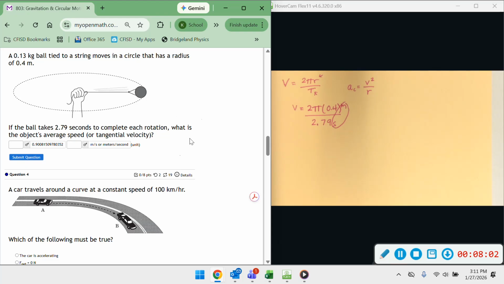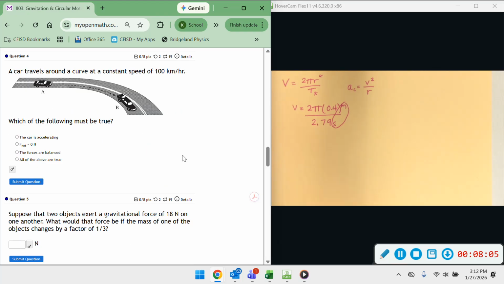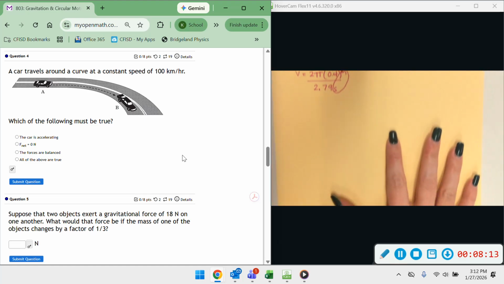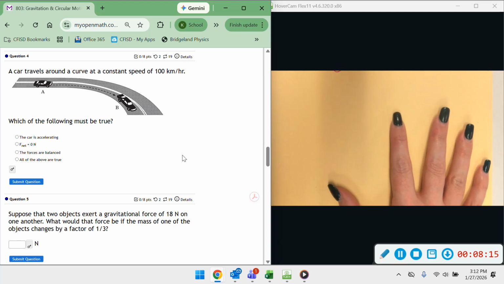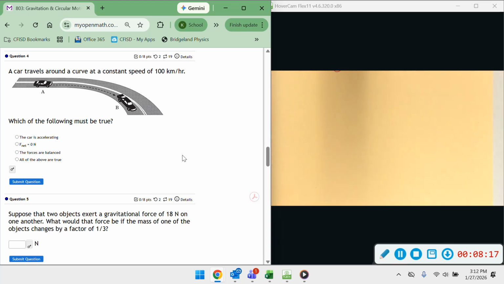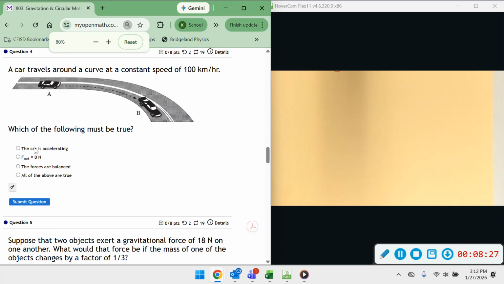All right. Question 4. A car travels around a curve at constant speed of 100 kilometers per hour. Which of the following must be true? So this is just a concept question about objects in circular motion. Okay, if you have an object in circular motion, it is accelerating. Yes, the speed is constant, but you're turning. So this statement, the car is accelerating, has to be a true statement. I'm going to check it for now.